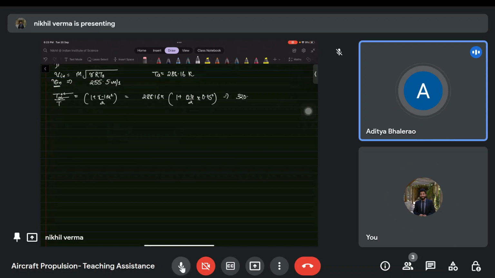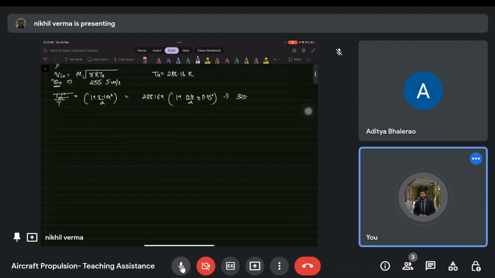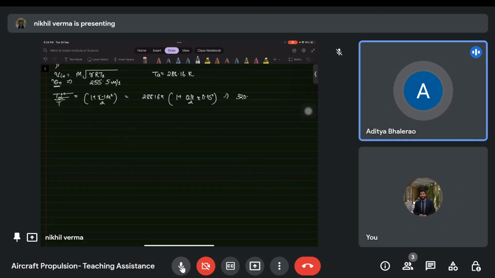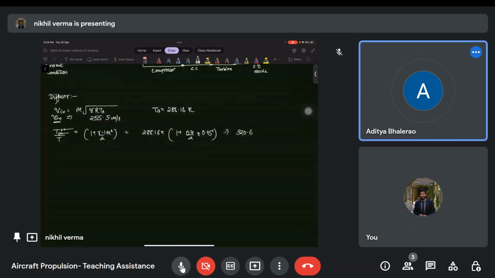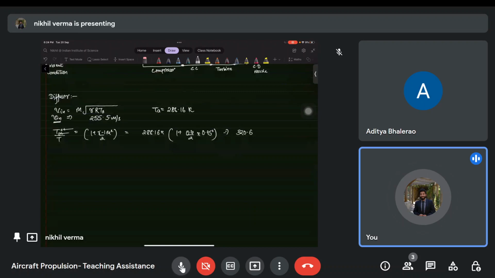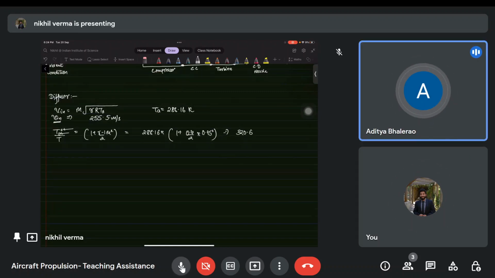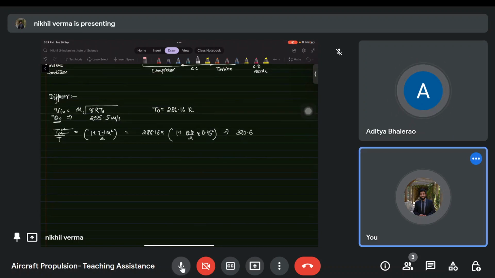We have V inlet, right? So from that we can find the Mach number. Come again, please. We have velocity, right? So we can use that also, right? Yes, you can use it. Like T naught is equal to T plus V square by 2 Cp, right? You can use this. This equation is just another form of this.